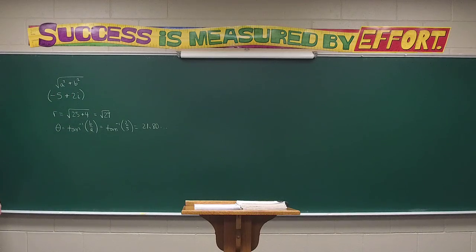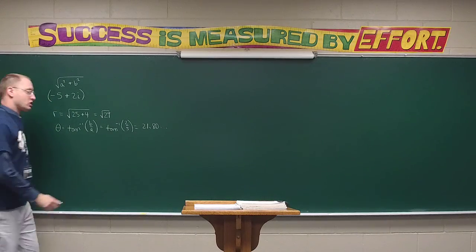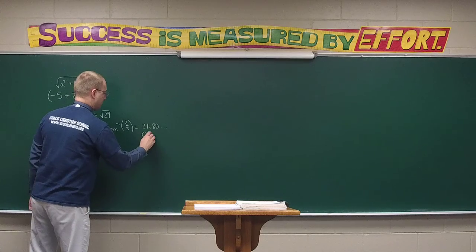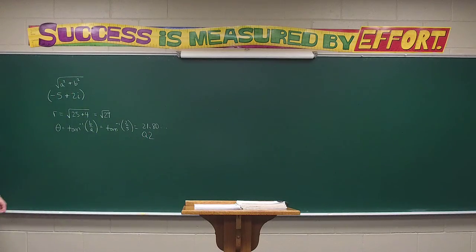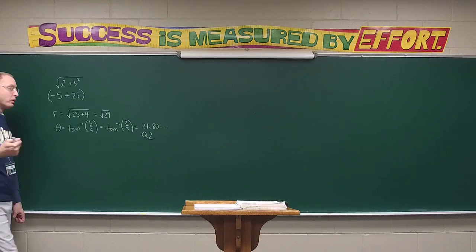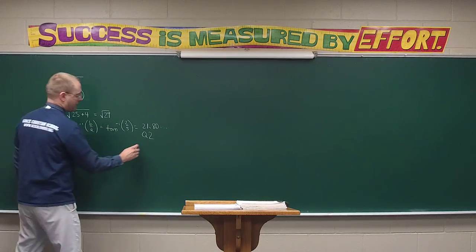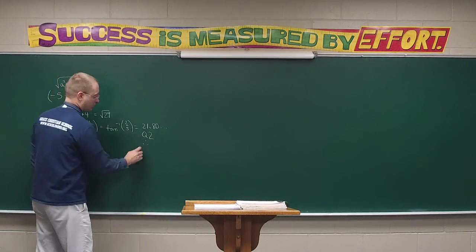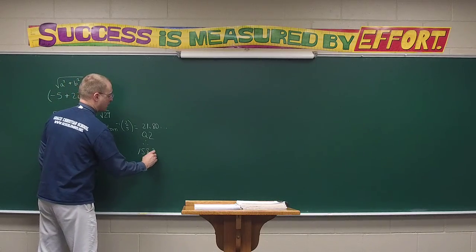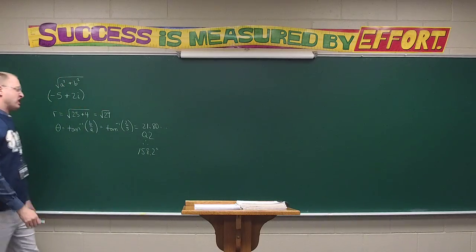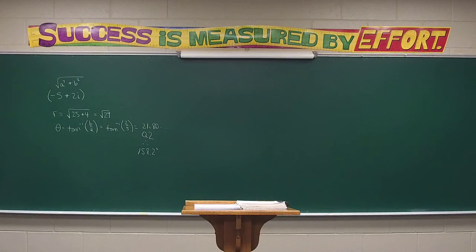But we now need to account for the quadrant, remember. And what quadrant is -5 + 2i in? Quadrant 2. So once I've got the 21.80 degrees, I need to then subtract that from 180 to get what actual theta? 158.2. And we'll round off to just the tenths place, remember, just a single decimal.